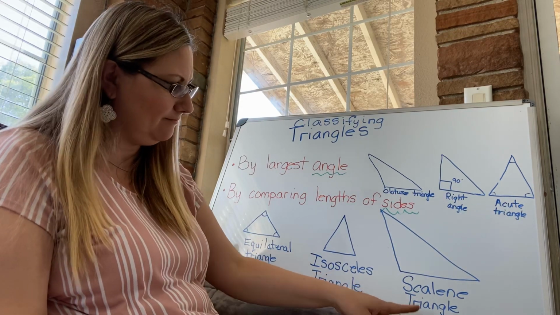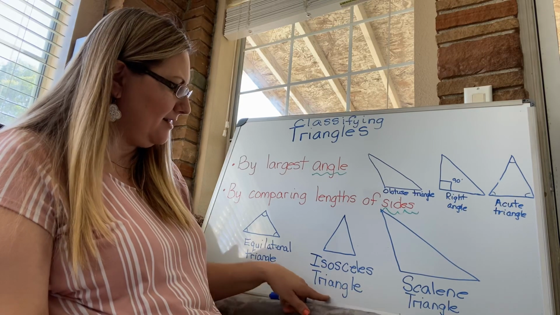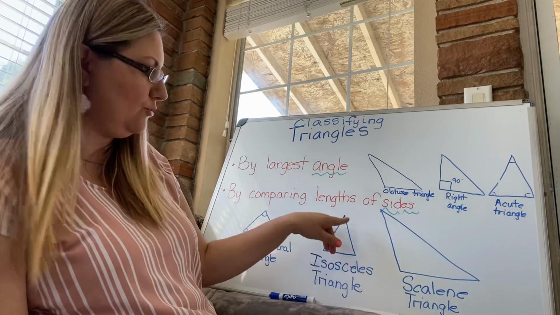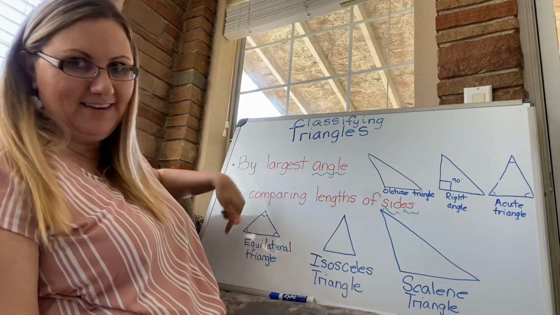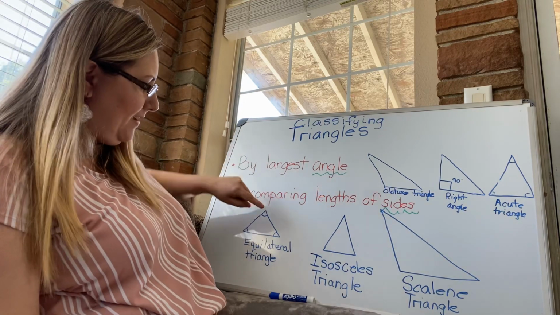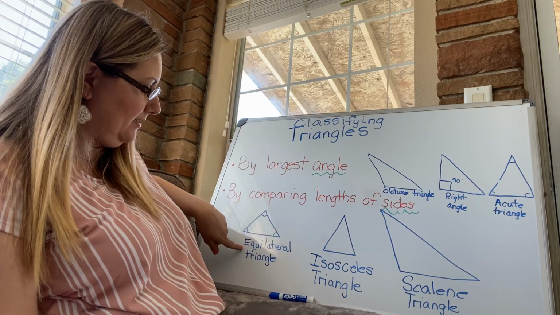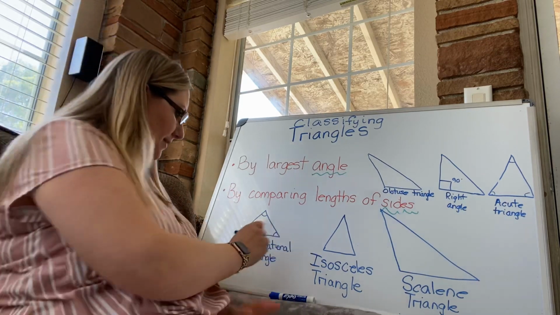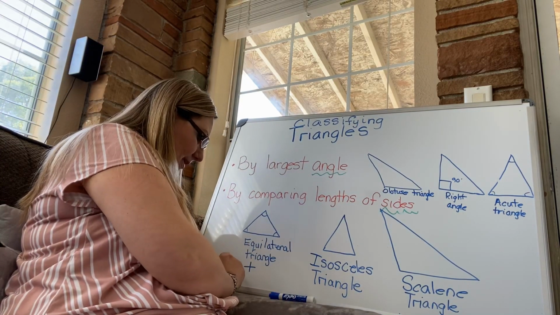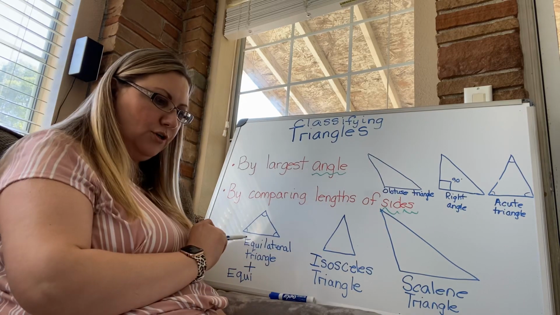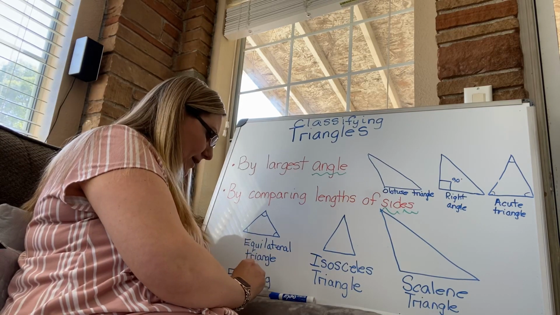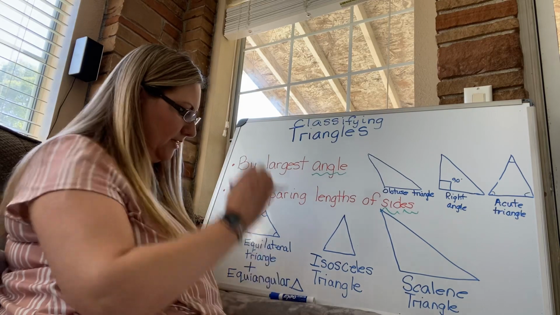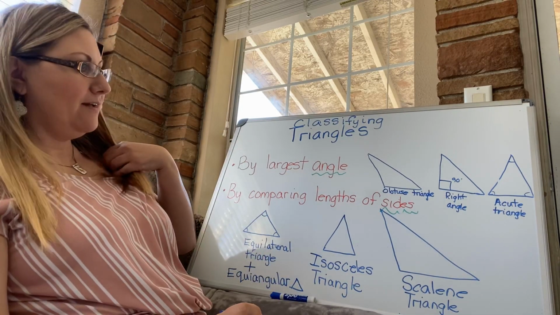Is it the scalene? No. Is it the isosceles? Well, that one has two angles that are the same, since two of the sides are the same. Right, it's the equilateral triangle. Equilateral means equal-sided. So if every side is the exact same length, then this one is also an equiangular triangle. And I'm just going to put a triangle instead of the word. I'm running out of room.